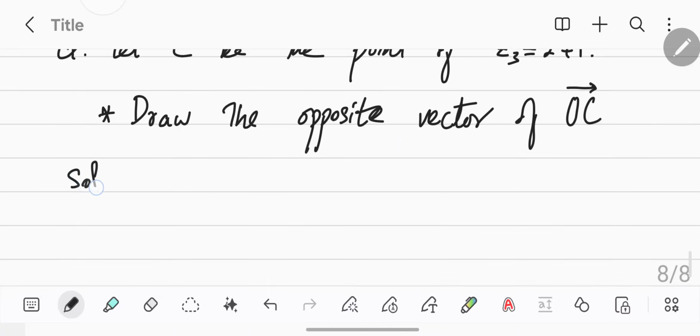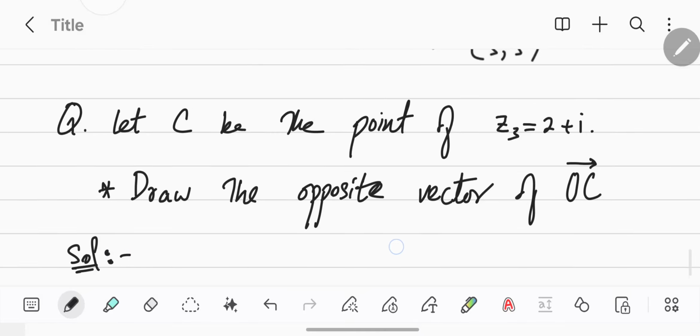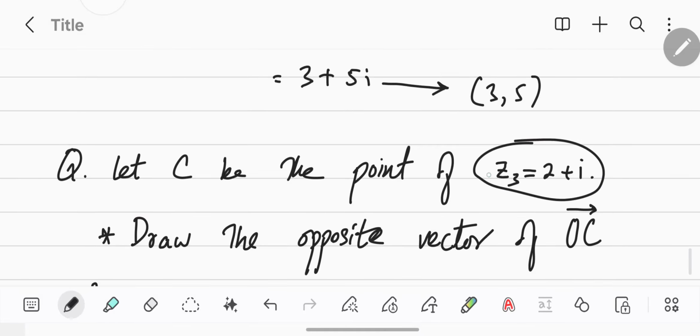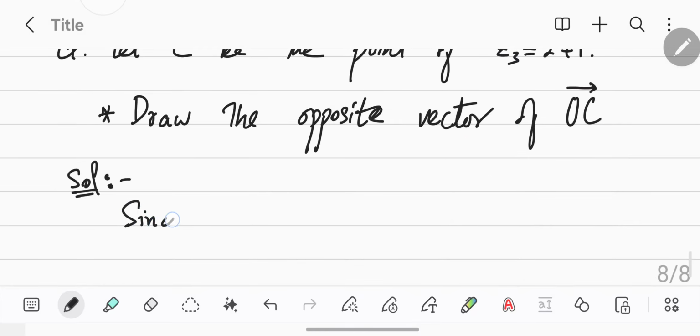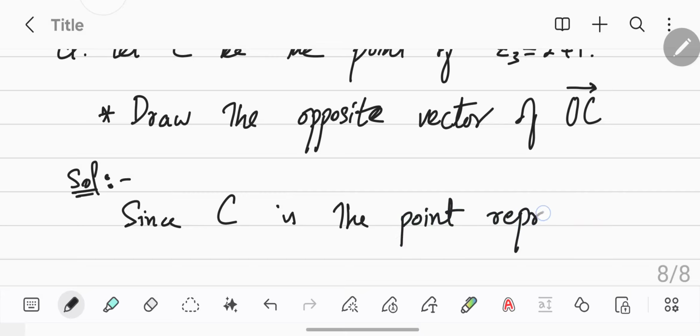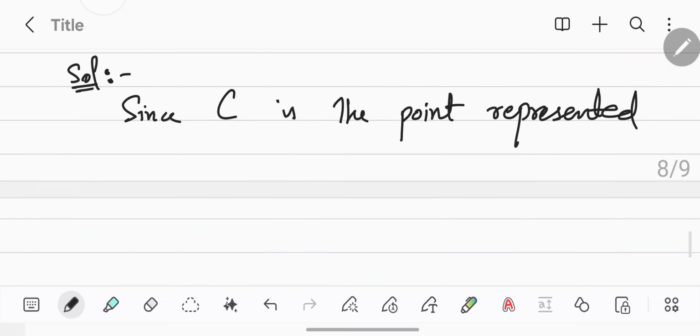Okay, here is the solution of this question. Since we have the complex number Z, first of all, we will draw C. What is C? C is the point represented by the complex number Z3, which is 2 plus iota.